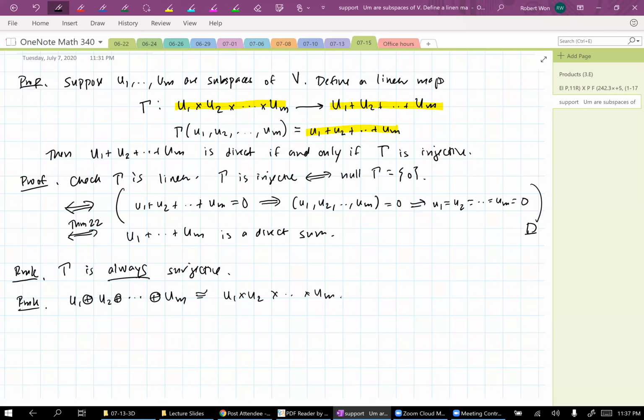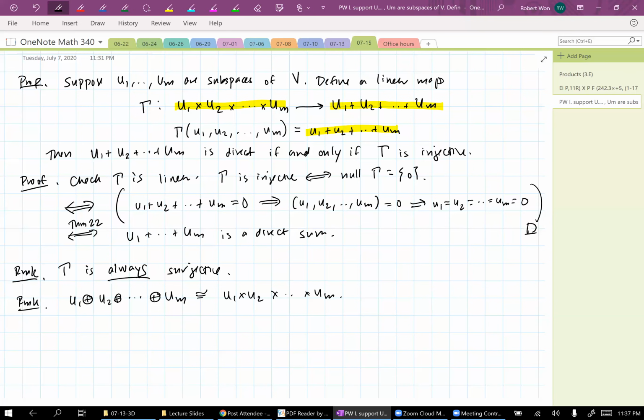Notice here that for this proposition, everything on this page, I'm not making any assumptions about the dimension of any of the subspaces or even of V. I'm not assuming finite dimensionality. This result is always true. You always get a linear map from the product to the sum. It's always surjective. And the sum is a direct sum if that map is injective. But if in addition you have finite dimensionality, then you have another tool to try to understand these vector spaces, right? In that case, you have the dimension, which you don't have in the infinite dimensional case.